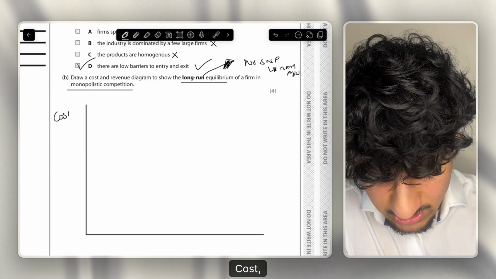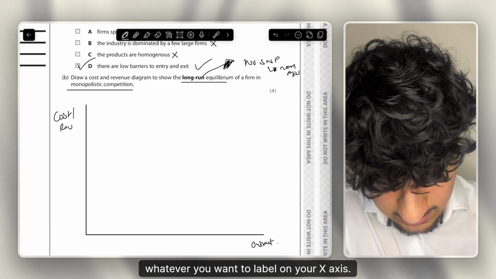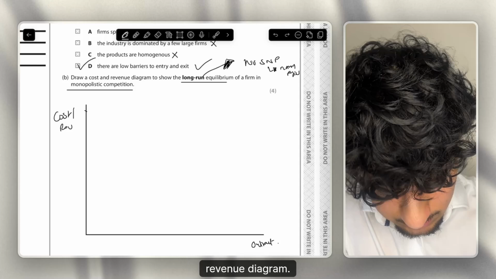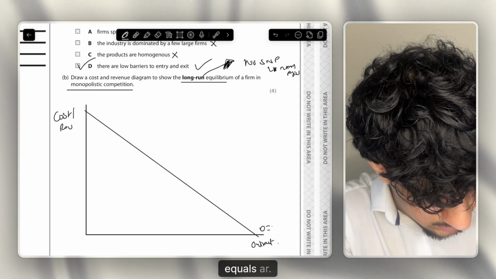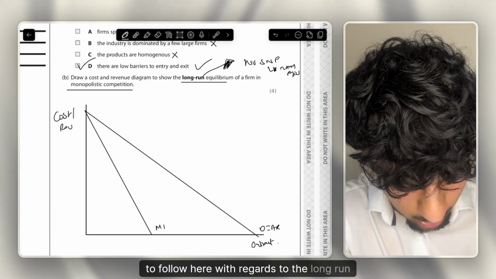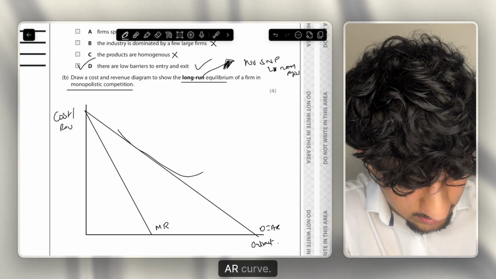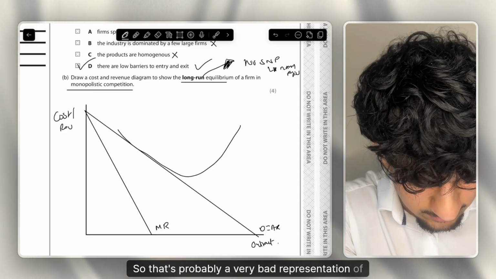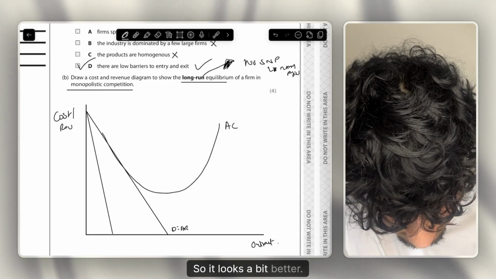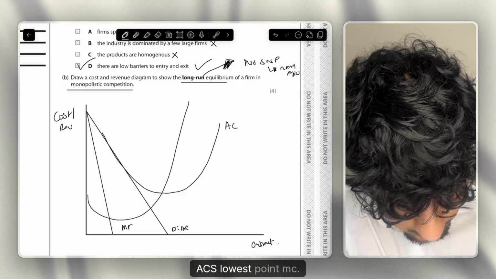So let's get started. Cost/revenue on our axes, output, quantity, whatever you want to label on your x-axis, and just, of course, simple, whatever you want to call it, monopoly cost-revenue diagram. So D equals AR, and essentially the main rule that you just need to follow here with regards to the long run equilibrium is that your AC curve just hits your AR curve. So that's probably a very bad representation of it. Something like that will do. So just moving the D equals AR further in so it looks a bit better. But yeah, and then just make sure your MC curve, of course, still intersects AC at its lowest point.